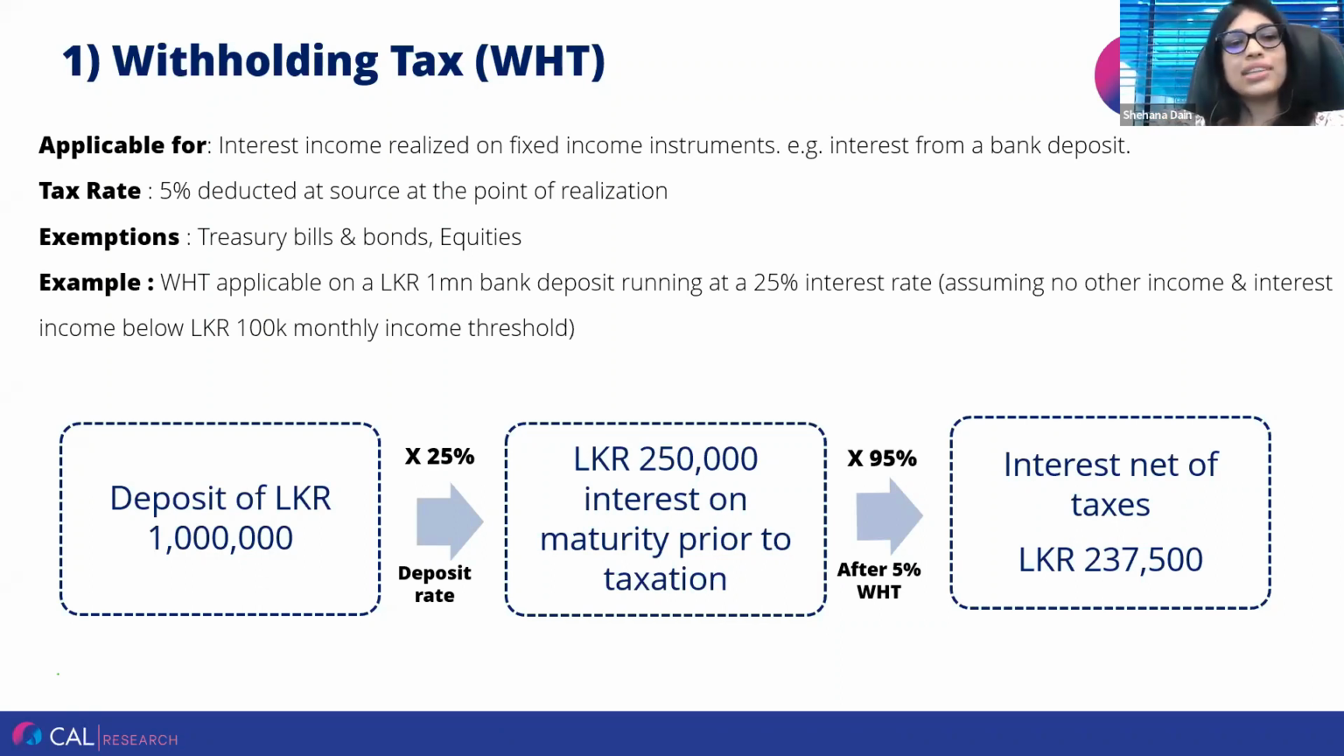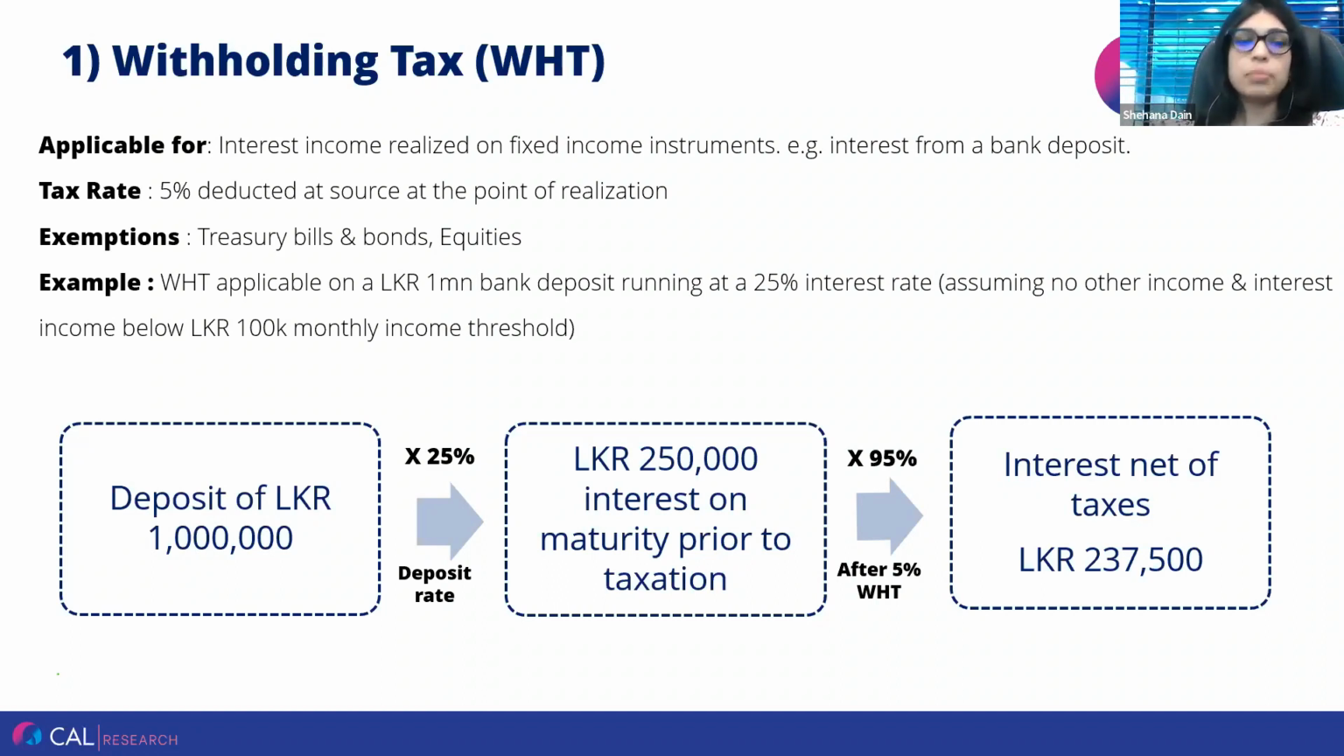So let's talk about the tax rate. It's 5%, which is deducted at source at the point of realization. Again, you have to receive this income in your hand. Let's say you have made a fixed deposit in 2020, and it's maturing in 2023. You will be liable to pay the withholding tax at the prevailing current WHT rates. The exemptions for withholding tax are treasury bills, bonds, and equities.